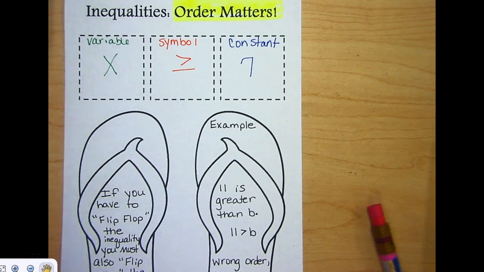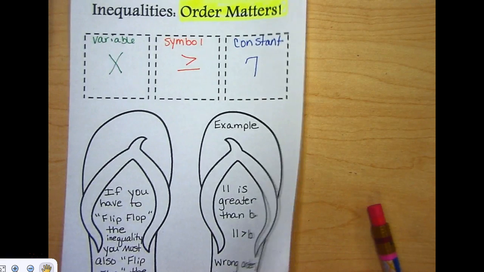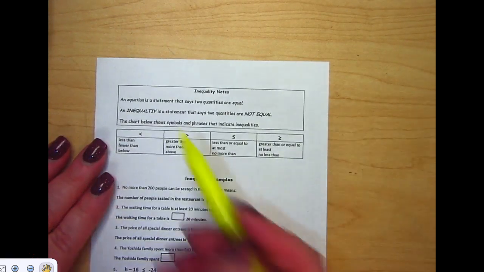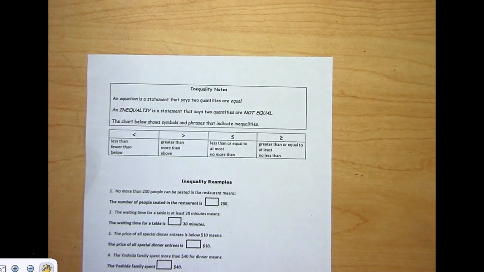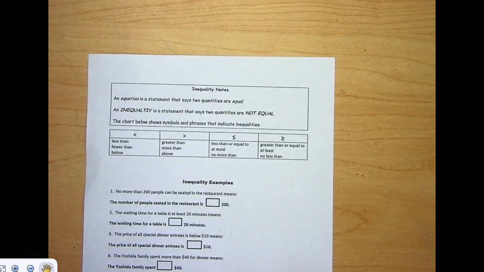There's some notes here. This might be the most important page for when you're translating words to expressions, right? So that translating, we're still struggling with that, like the problems that we've been doing the last couple of days with 2 steps. So, inequality notes. Well, we know an equation is a statement that says 2 quantities are equal. So an inequality says they're not equal. This chart below shows some phrases and symbols that indicate inequalities.